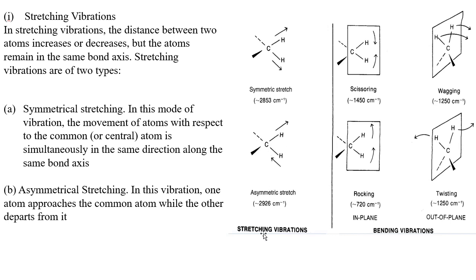Usually for asymmetric stretching, more IR radiation is absorbed. That is, here you can see 2926 centimeter inverse, whereas in symmetric stretching it is 2853. Okay.